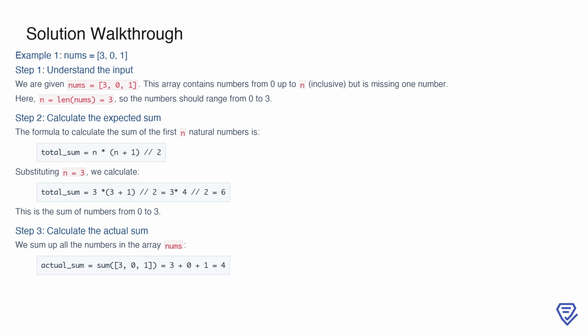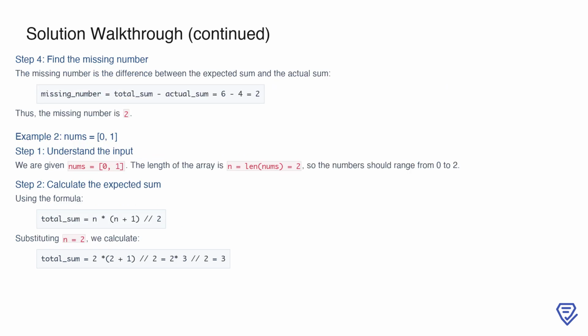Next, we calculate the sum of the numbers actually present in the array, which is actual_sum equals sum([3, 0, 1]) equals 4. Now, to find the missing number, we subtract the actual_sum from the total_sum.